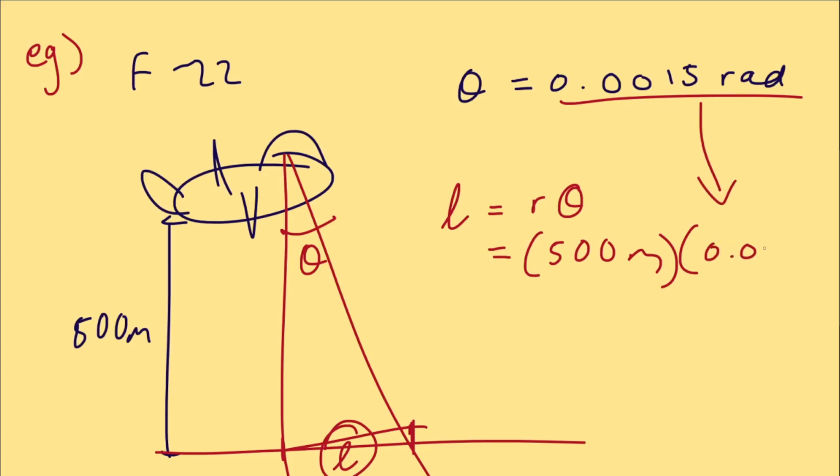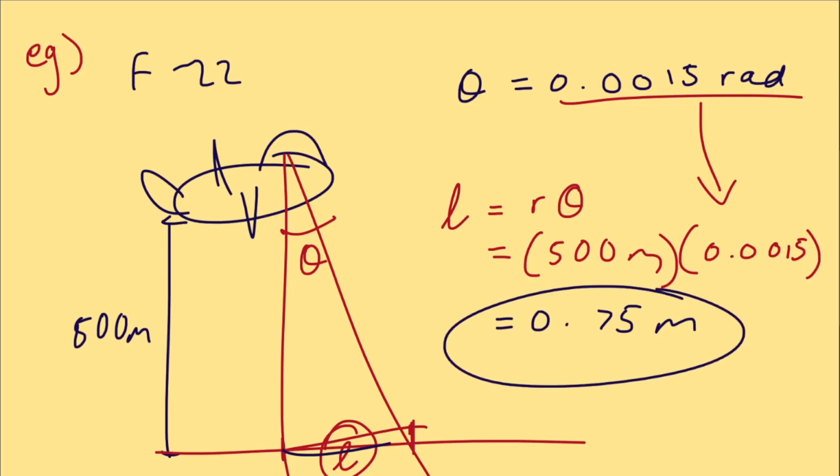And that's 0.0015 radians. This is equal to 0.75 meters. So the smallest object it's able to detect is something this big. It's 75 centimeters long if you are 500 meters up. Because of the way this formula works, the further up you are, the larger the object has to be to subtend the exact same angle.